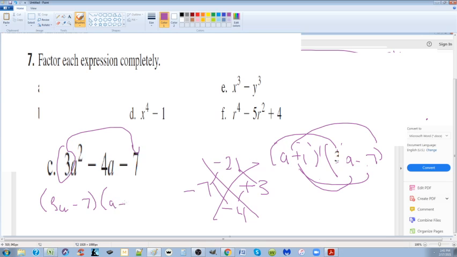If you don't like the slip and slide method, remember your grouping. Your grouping says you're going to divide this middle term into the two factors you discovered, which was minus 7 plus 3. So grouping works like this. Actually, let's put it in different order.